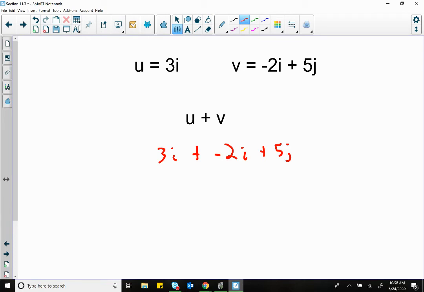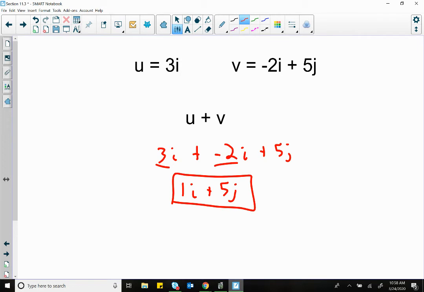Okay? So, like I just said a moment ago, all they're really wanting you to do is put them together as unit vectors, which just means combine like terms. So 3i plus negative 2i is 1i. There's no j's to go along, so that's 5j. And there's an answer.